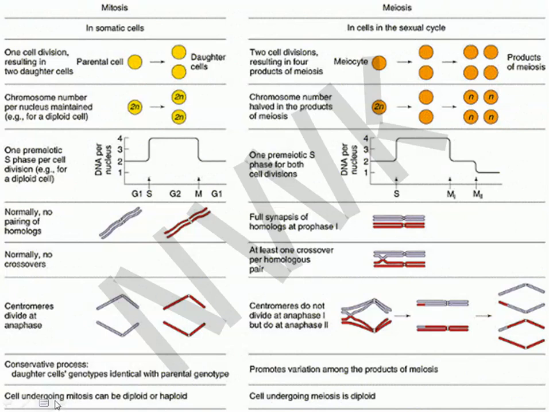In mitosis, the cell undergoing mitosis can be either diploid or haploid, which means if the parent is diploid, the daughter cell formed will also be diploid. If in mitosis the parent cell is haploid, the daughter cell formed is also haploid. But in meiosis, the parent cell definitely is diploid. The product will be haploid.